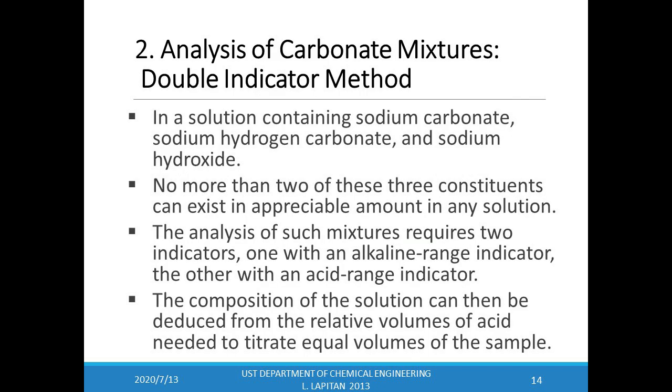Another application of acid-base titration is the use of double indicators to determine the relative percentages of carbonate mixtures or the determination of alkalinity of a substance. Now, the main sources of natural alkalinity are carbonates, bicarbonates, and hydroxide compounds. The analysis of such a mixture requires two indicators, one with an alkaline range and the other with an acid range. Now, the composition of the solution can be deduced from the relative amounts of the acid titrant that is needed to titrate equal volumes of the sample. Now, I will explain how this is done in the succeeding slides.